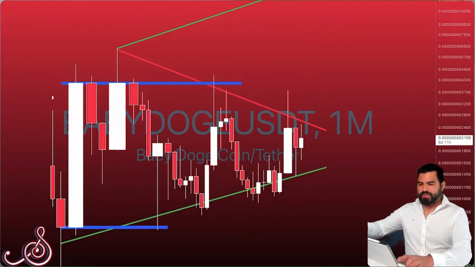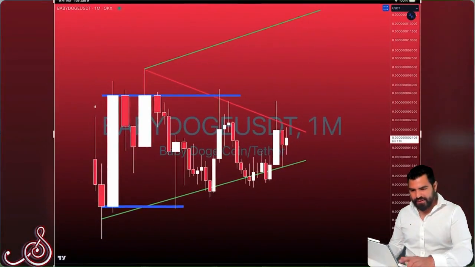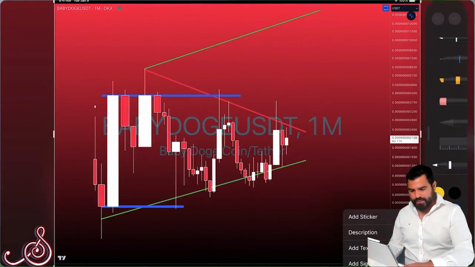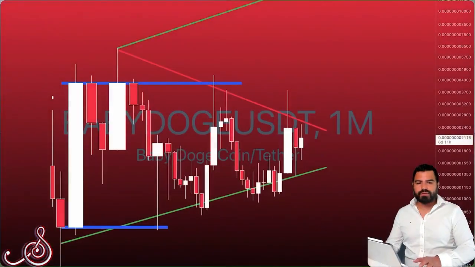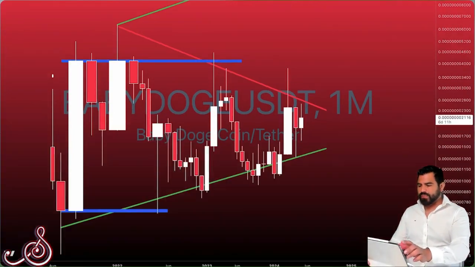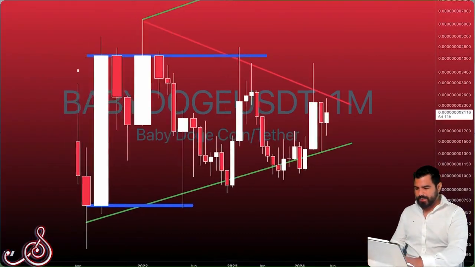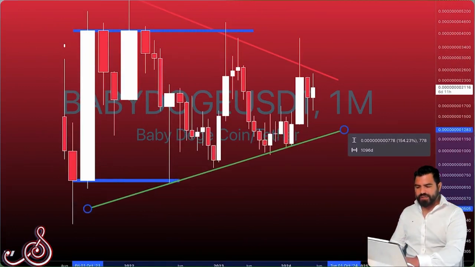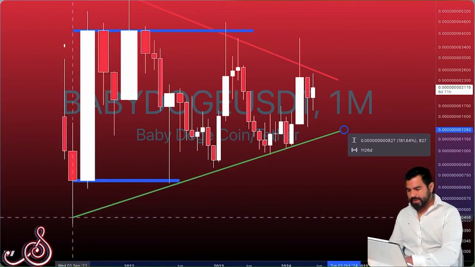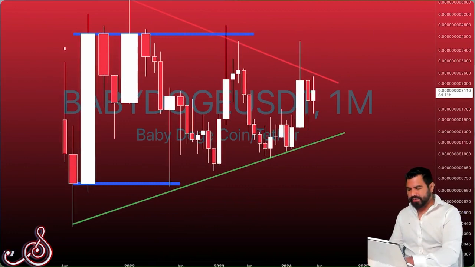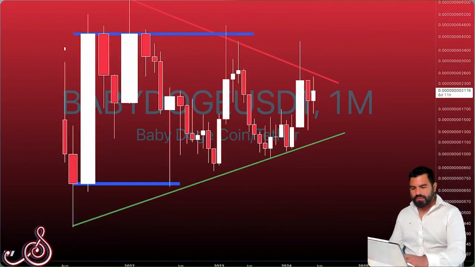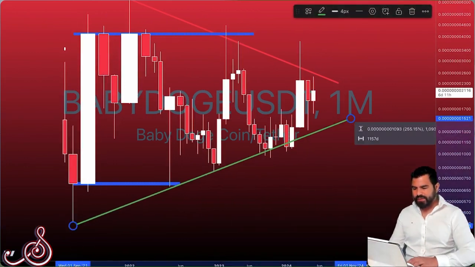In fact, I'm going to add a little text box for my records. Okay, we're going to adjust some of these angles to see if we can find a true angle within here. Let's start at the wick at the bottom here. And let's see if we can combine these.